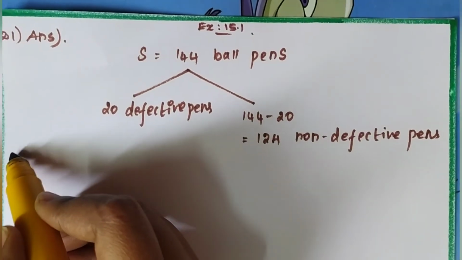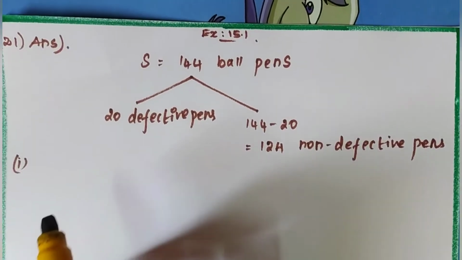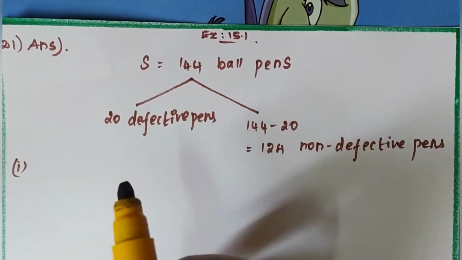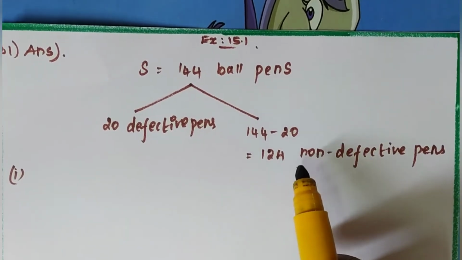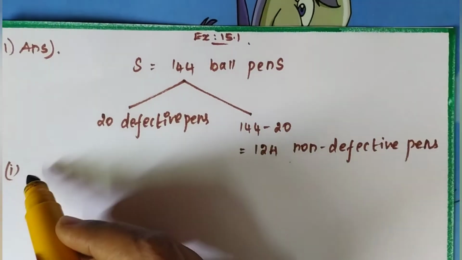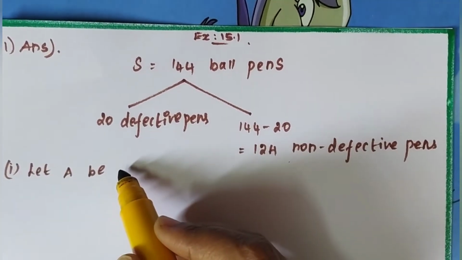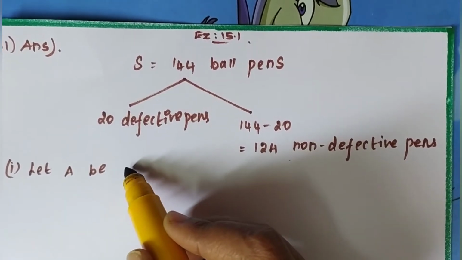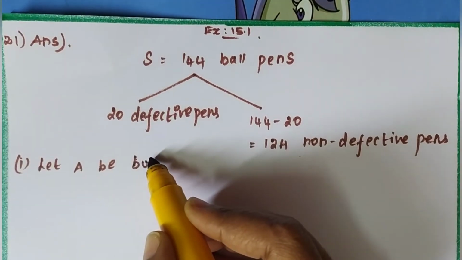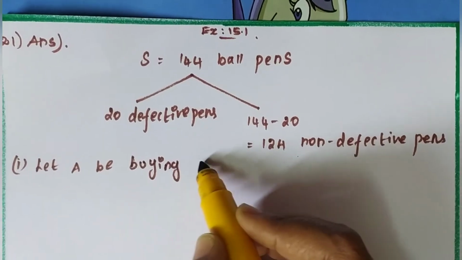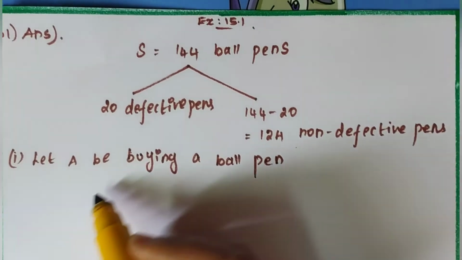So what is the first one we have to find? What is the probability that the girl will buy it? If it is not defective, she will buy it. So for this only we have to find. Okay. Let A be buying a ball pen. She is going to buy.